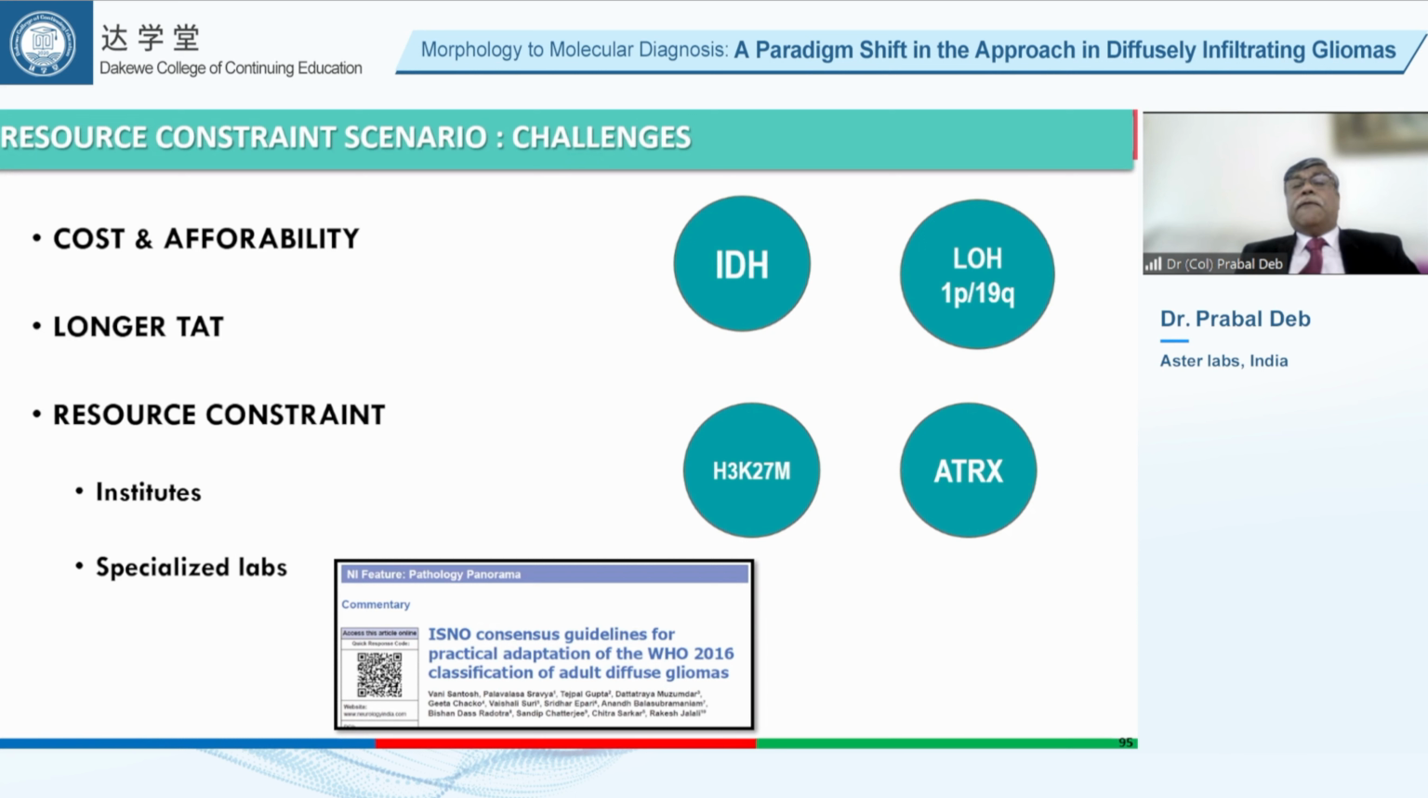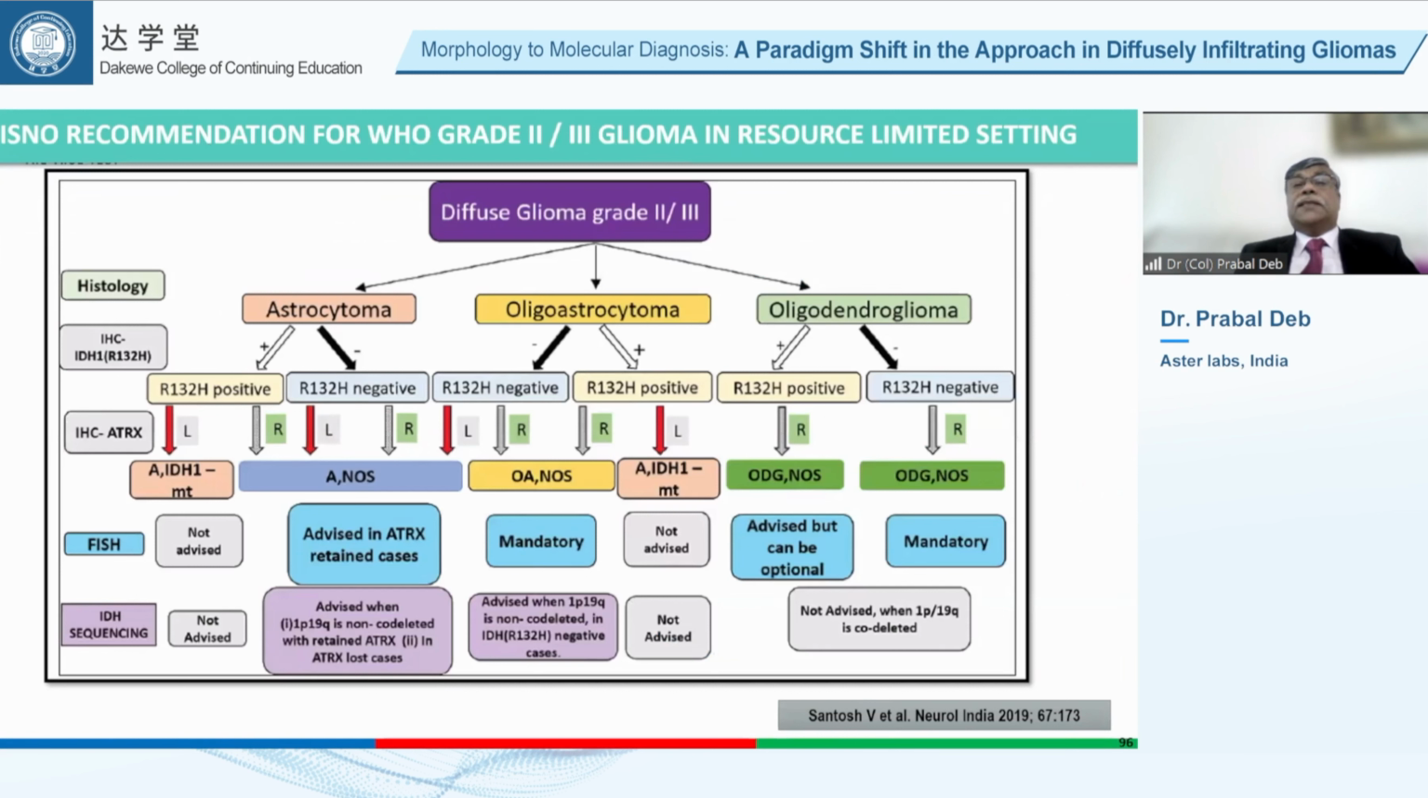The team has to be very well specialized and experienced in each of these markers. Otherwise, if at the very basic level the IDH1 assessment is incorrect, the entire algorithm goes wrong. And obviously, there would be a longer turnaround time for workup of these cases.